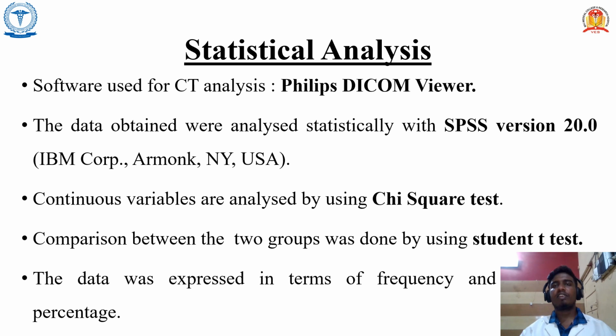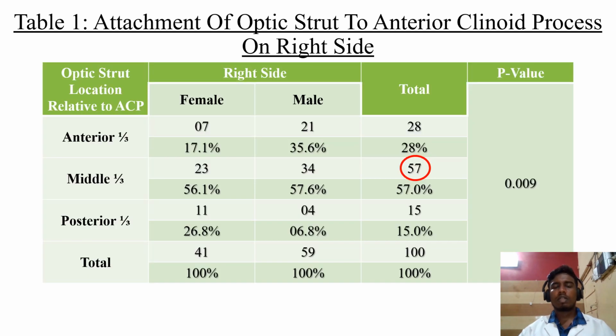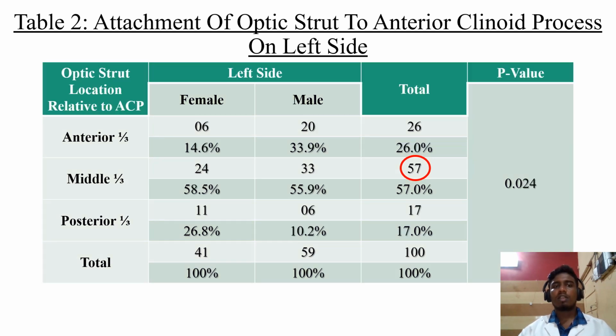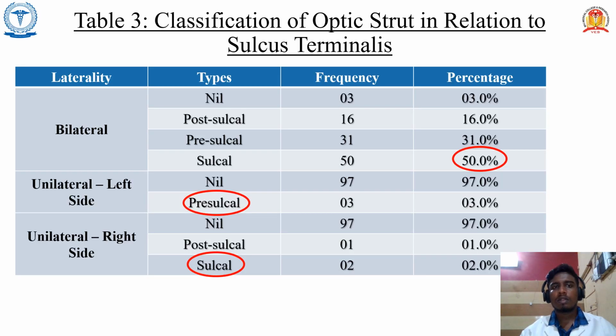Statistical analysis: data obtained were analyzed using SPSS version 20 software. Result, Table 1. It was observed that on the right side the attachment of the optic strut to the anterior clinoid process is most commonly in the middle one-third. A similar pattern was observed on the left side as well. Table 3. Bilaterally, the sulcal optic strut was the commonest variant observed.